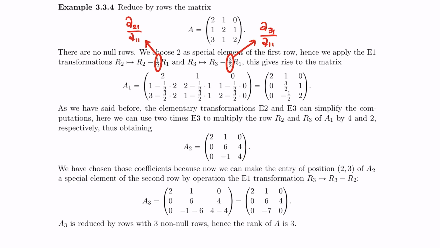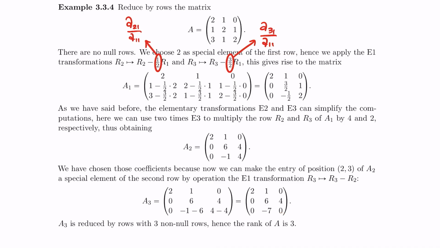So we can create a special element in the second row of A2 simply through the E1 transformation: R3 goes into R3 minus R2. Notice that we perform a transformation only on the third row of the matrix A2. What we obtain is a novel matrix A3, whose third row is given by 0 minus 0, which is 0, minus 1 minus 6, which is minus 7, 4 minus 4, which is 0.